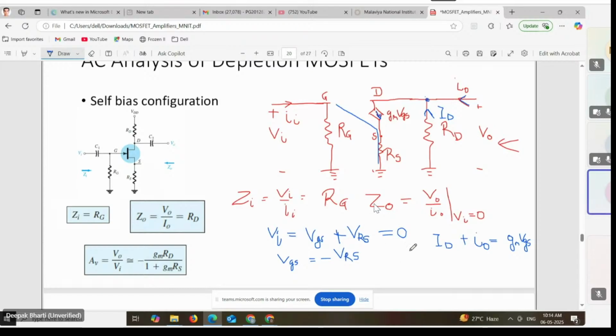Before we do this, what is VRS? VRS is the sum of I naught and ID times RS, because what is the total current coming from here? It is gm VGS, which is equal to ID plus I naught. So this gm VGS we are replacing with I naught plus ID. So your VRS becomes minus I naught plus ID times RS.